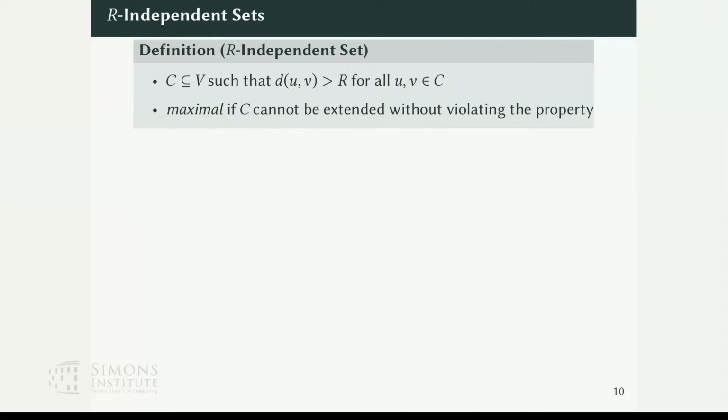A bit like in Mikkel's paper. So what's an R-independent set? It's a set of nodes such that any pair in the set has distance more than R. An independent set would be all nodes where all pairwise distances must be more than 1. They are not neighboring, and you can generalize this to any R. You can also, again, look at this notion of maximality: such an R-independent set is maximal if it cannot be extended without violating this property.